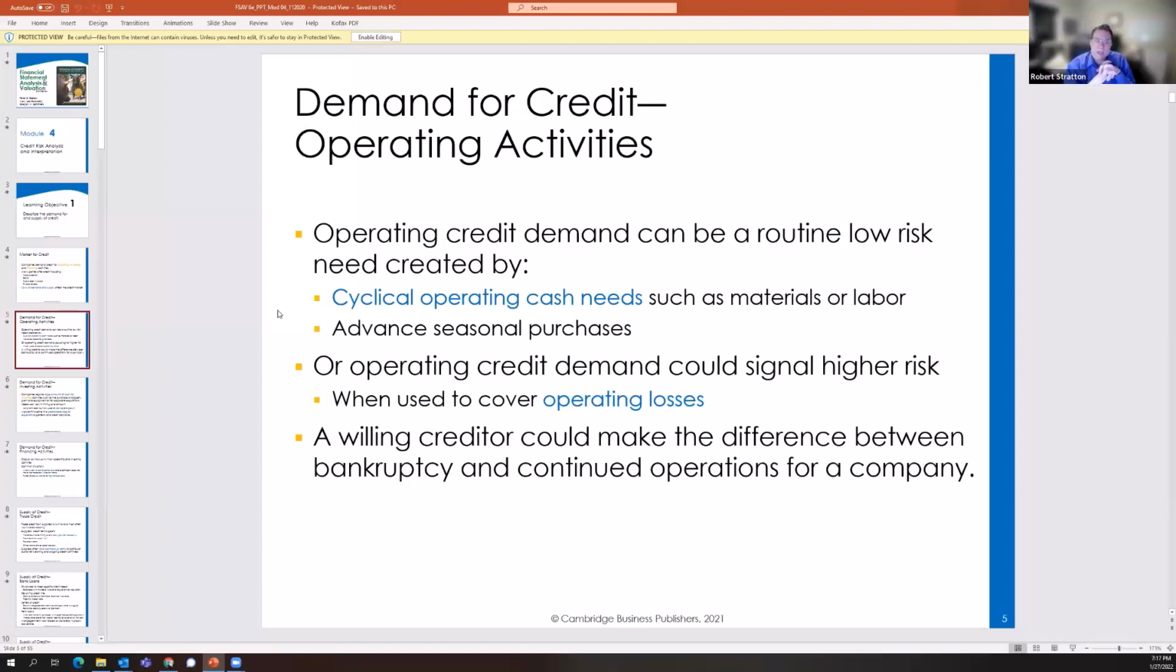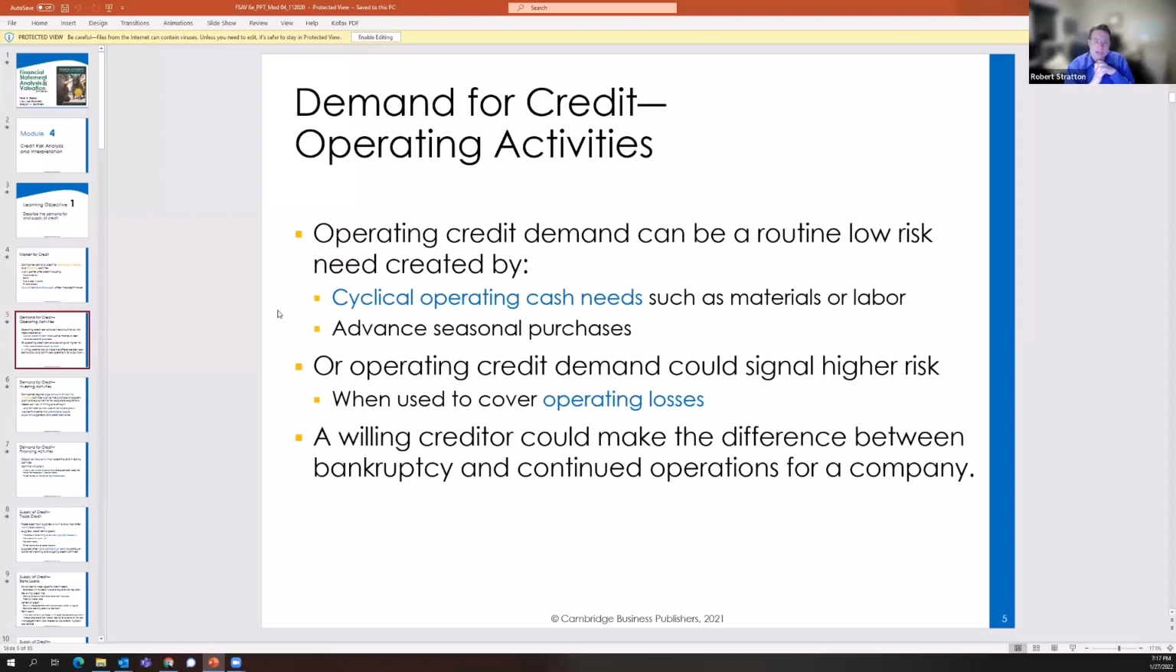There are credit demands that are much higher risk. So if the company is borrowing money because they're experiencing massive operating losses and they're trying to make payroll, that's a high risk thing.